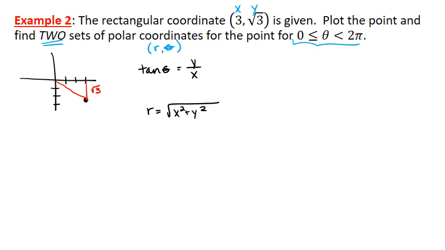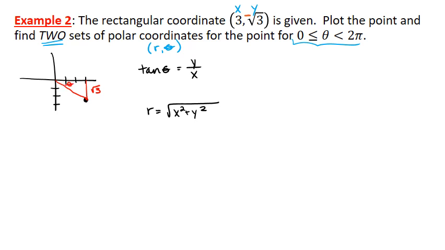I apologize. I'm realizing I have a typo here. The original problem, this should be a -√3. And that is why I have this point plotted in the fourth quadrant rather than the first. So I apologize for that. Okay, so now I'm going to leave these positive values.